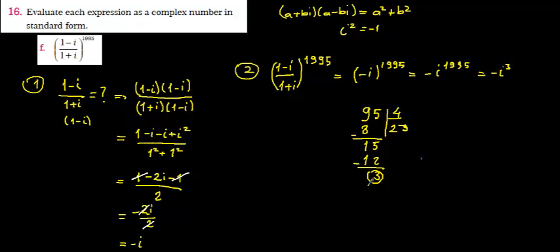We know that i squared is equal to minus 1, so i to the power of 3 is equal to minus i. So minus here and minus i for i to the power of 3. The answer is going to be equal to i.